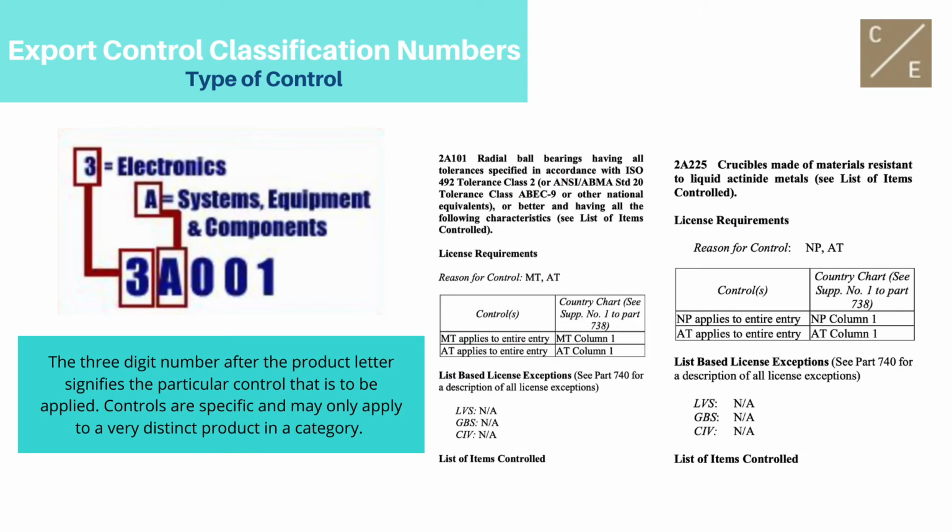The last component of an ECCN is the type of control. The 3-digit number after the product letter signifies the particular control that is to be applied. Controls are specific and may only apply to a very distinct product in a category. The two examples given on the slide are both from Category 2, Materials Processing, and our Product A, Systems, Equipment, and Components. Now you can see that each has a different type of control, and these controls differ based on a particular use of the component referenced and how it is made.